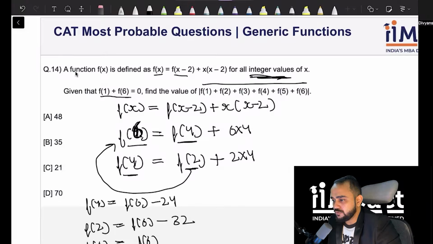Why am I working it like this? Because the differences are 2. So if I take x as even, I'll be dealing with evens. This is even, this is even. So I'll make a series for the even ones and I'll make a series for the odd ones.